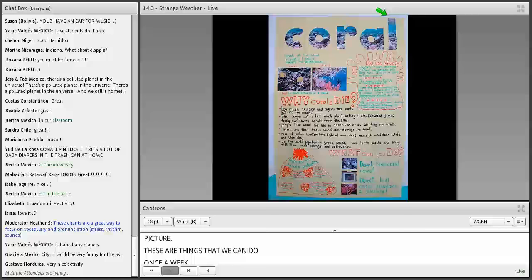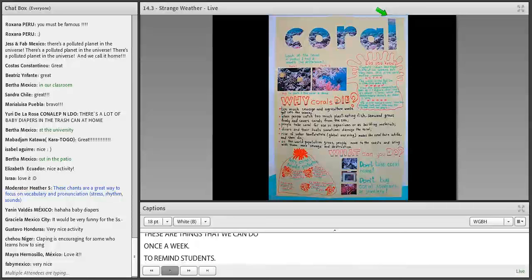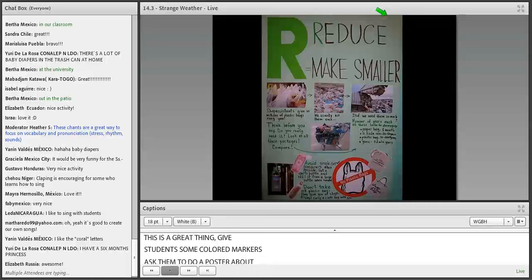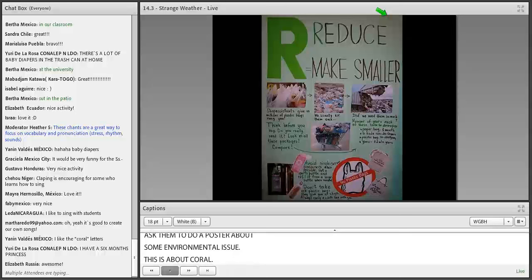Creating posters. Eve showed you this poster already. This is a great thing. Give students some colored markers and ask them to do a poster about some environmental issue. This is about coral. Here's one about reducing and recycling. Another one about recycling.